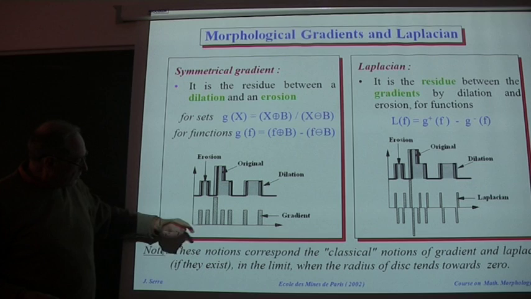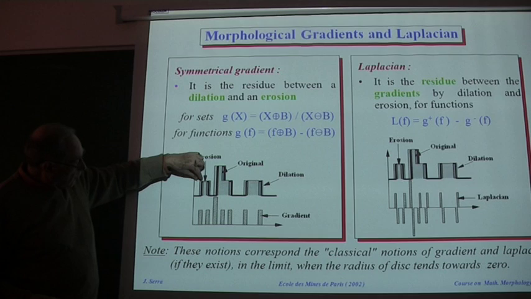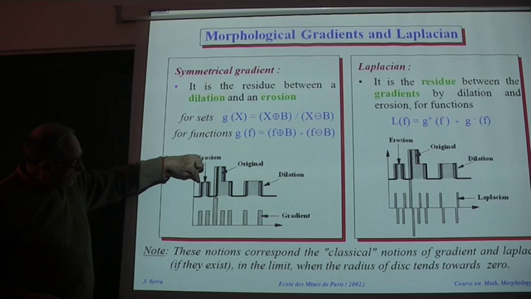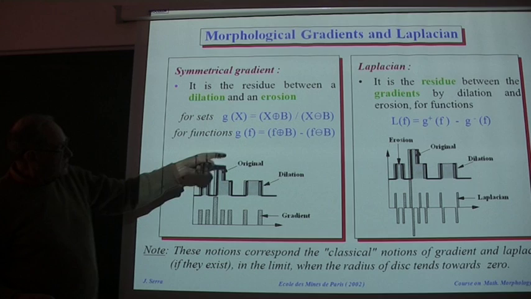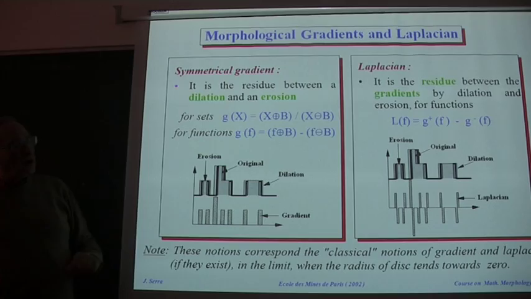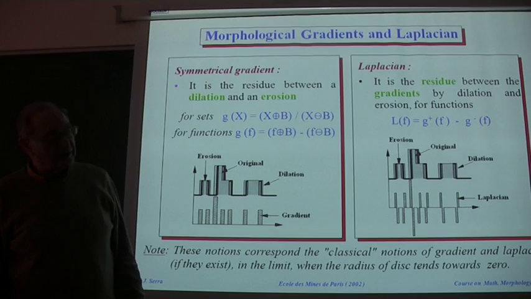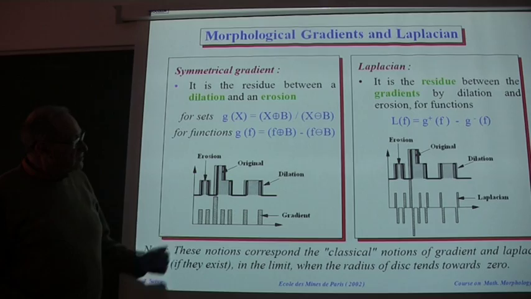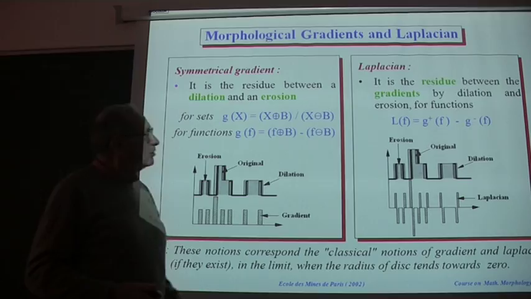So when you erode, if you are not far away from the edges, it will become zero. So when you make the difference, you have something which appears. The same if you make a dilation. So the gradient appears by the difference between the function dilated and the function eroded. Or you could take the function dilated minus the function if you have more outside the things, or the function minus the eroded one if you are more inside things. But it's the same function. And the Laplacian is the erosion of the erosion, or it is the gradient of the gradient.